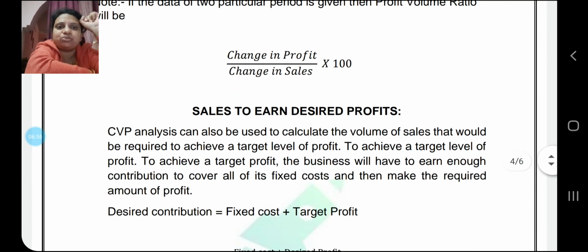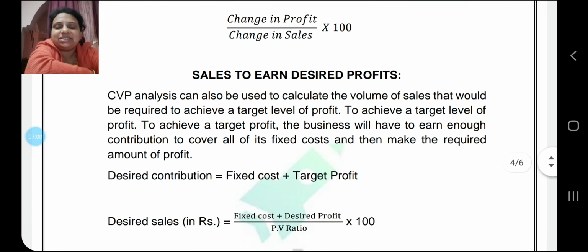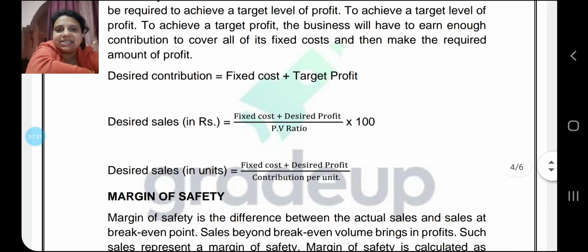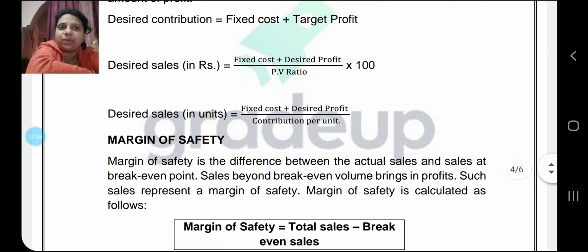Now a question students can ask you is sales to earn the desired profit. Cost volume profit analysis can again be used to decide the volume of sales when we fix our target profit to achieve a target level of profit. Then again we have to see that the firm is able to earn enough contribution to cover all its fixed cost and then make the required amount of profit. So desired contribution is equal to fixed cost plus target profit. In that case, desired sales is fixed cost plus desired profit upon PV ratio into 100. And if we want desired sales in terms of units, it's fixed cost plus desired profit upon contribution per unit.